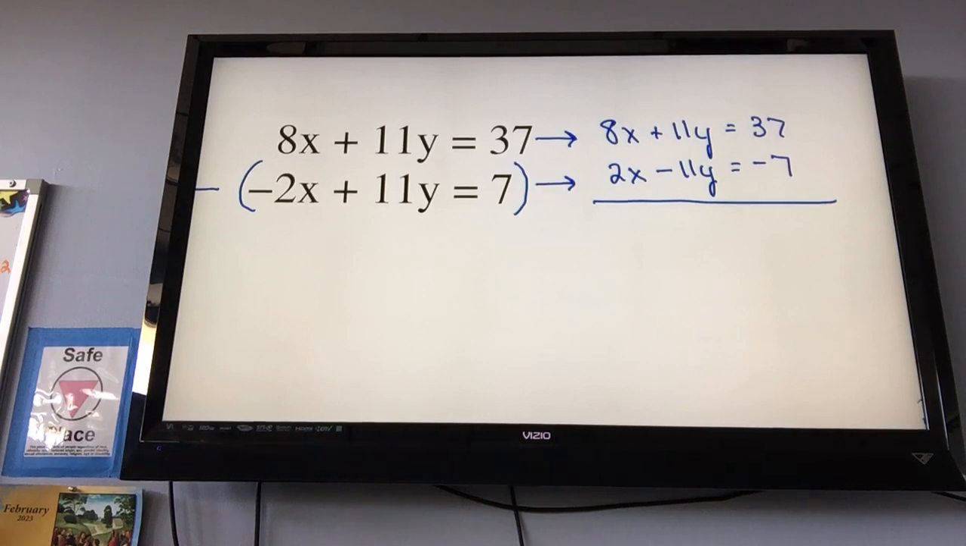All right, so then I add down. 8 plus 2 is 10. 11 and negative 11 is 0. Eliminated. 37 and negative 7 give me 30. And then divide by 10, and x equals 3.